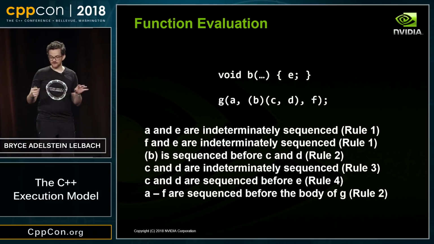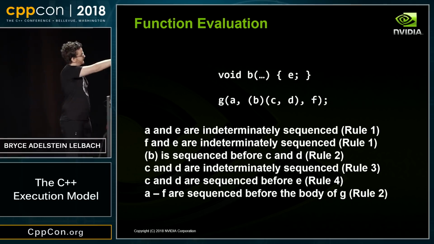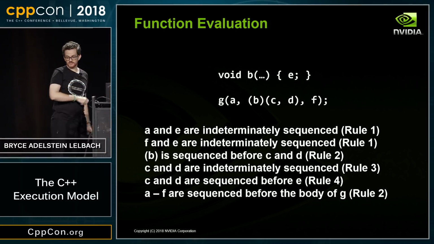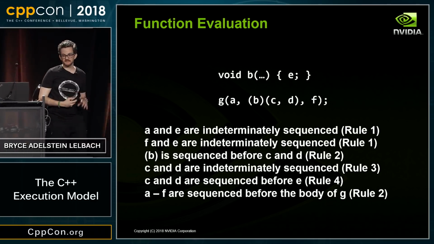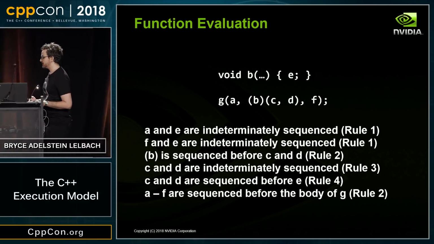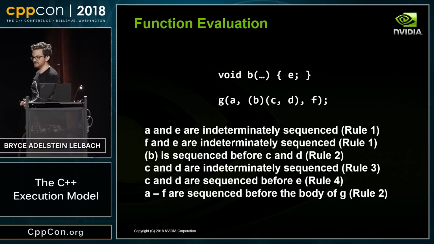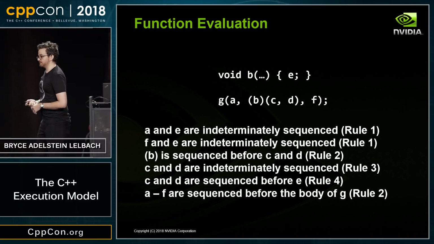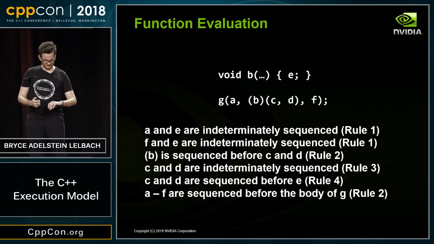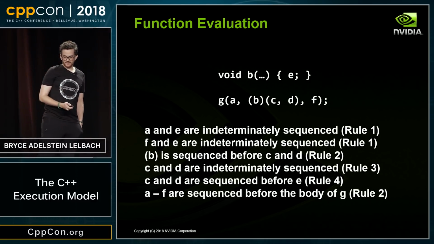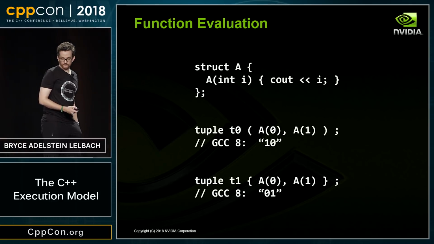And A through F, everything here is sequenced before the body of that function G. So most of this is pretty straightforward. The only thing that's a little bit surprising is this indeterminate sequencing of function arguments. And this is not true for all operators, and we'll talk about that a little bit later. But let's just look at a little example of where this can be problematic.